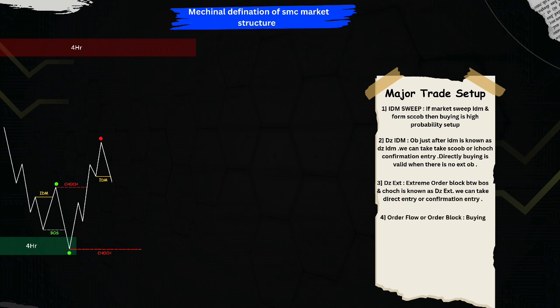Fourth, order flow, or order block entry. Buying from order flow or order block inside the discount zone is also a strong and reliable setup. Fifth, liquidity sweep setup. Buying after a valid liquidity sweep with Scoob confirmation is another powerful setup.